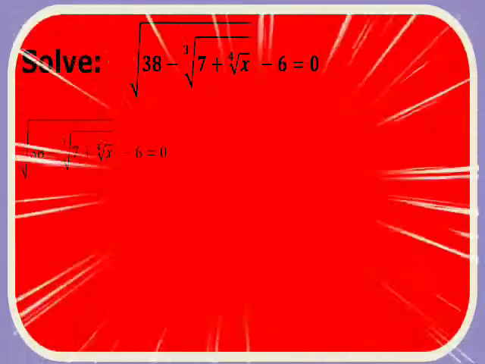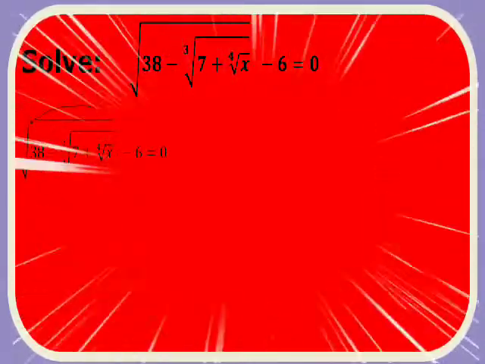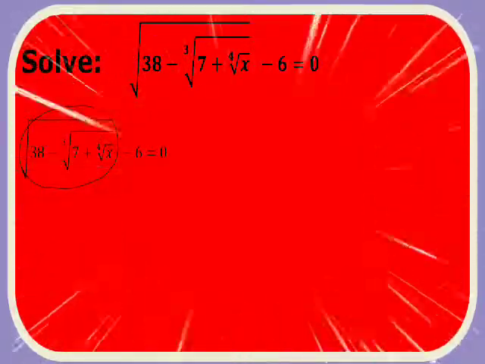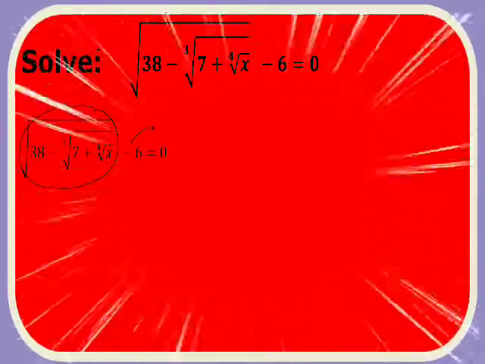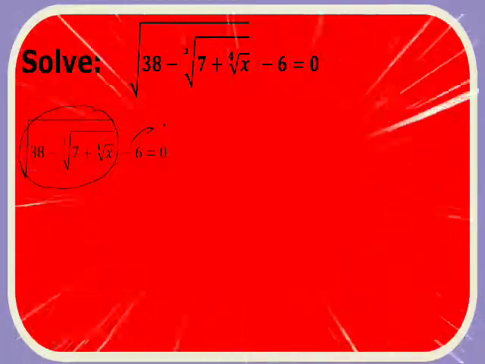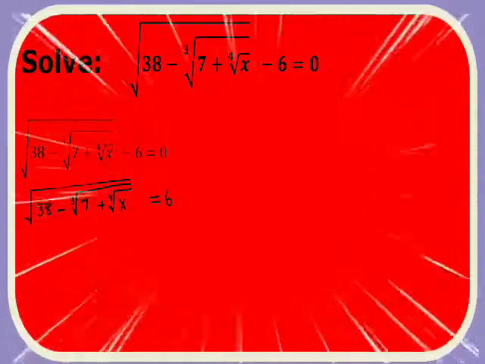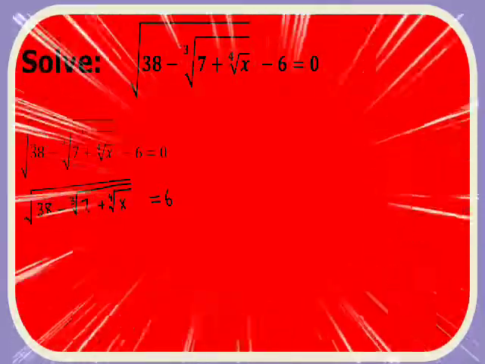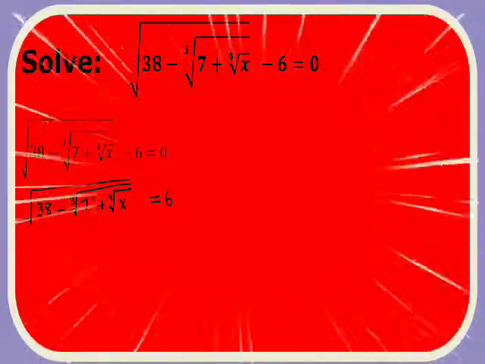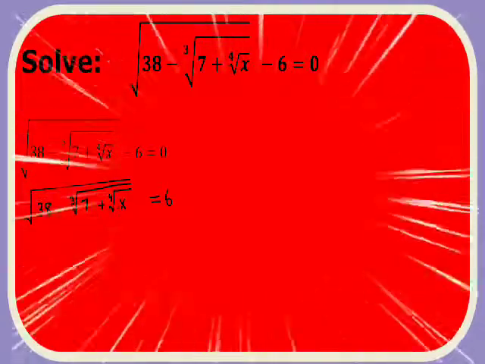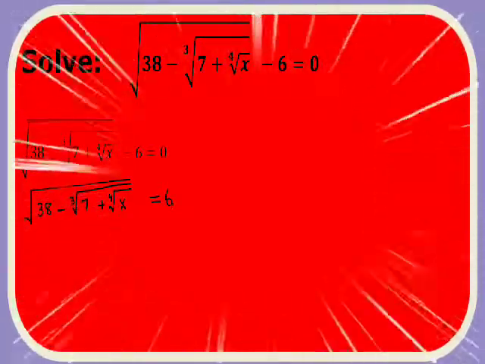And now the very first thing I want to do is isolate this radical part. So that means this -6 should go on the right hand side. And here, as you can see, I have just copied down the square root of 38 minus the cube root of 7, and then within that cube root, we got a fourth root of x, equal to 6.